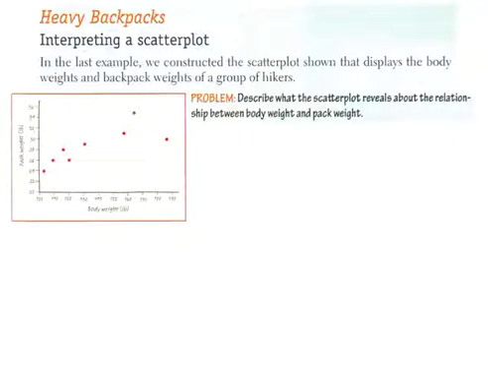So interpreting a scatter plot, an example would be if we went back to the scatter plot that we just created for backpack weights and body weights of a group of hikers. This is an example of what ours looked like. It may be a little bit different than mine because it's a little more spread out, but it is pretty much the same graph. So the problem is: describe what the scatter plot reveals about the relationship between body weight and backpack weight. First we're going to describe the general pattern, and then we'll identify any deviations from the pattern.